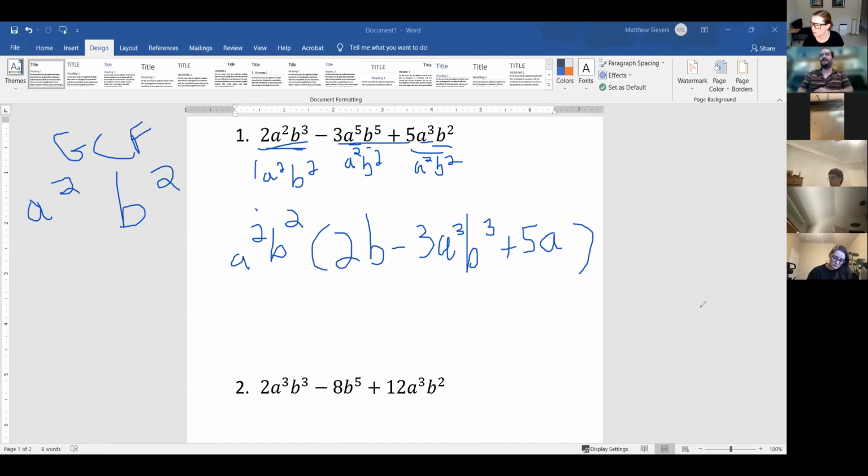Questions about this one? If we want to check it, we could always multiply back through. What does this give me? 2A squared B cubed, right? 2 minus 3A 5B5 minus 5A to the third B squared.